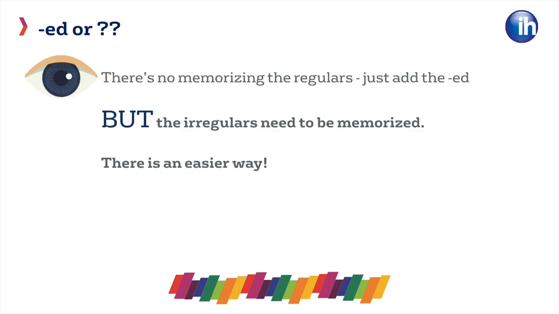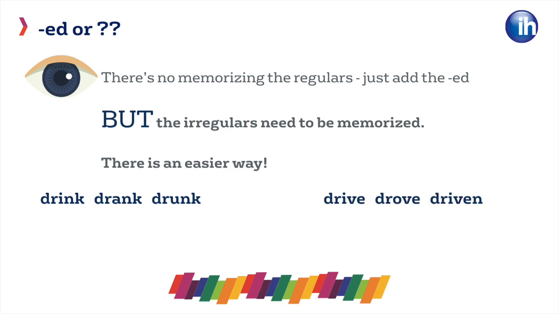So let's look at the irregular verbs and let's look at a new way to learn them because they need to be memorized. And I think there's an easier way. So take for example, drink, drank, drunk, drive, drove, driven, and dream, dreamt, dreamt. Is there any method in this madness? Well, in fact, there is.